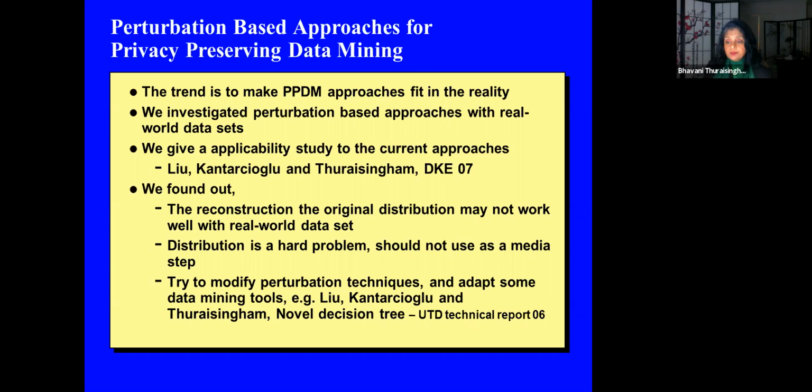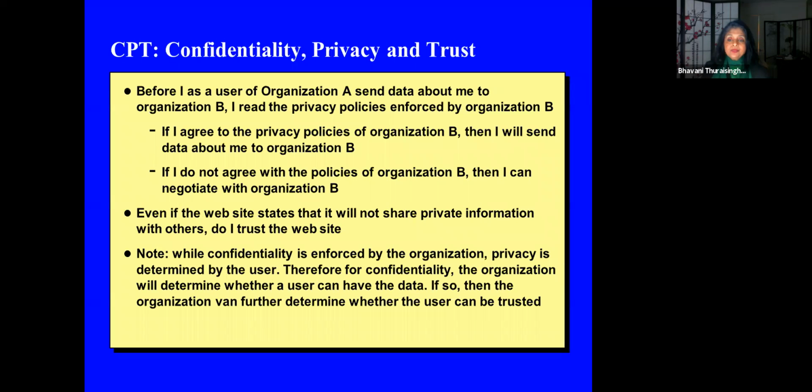Okay, so the whole idea is the person specifies what level of privacy he or she wants, and then we come up with tools. That's the whole idea. Okay, so now I've finished privacy preserving. These are the two things I wanted to talk about.